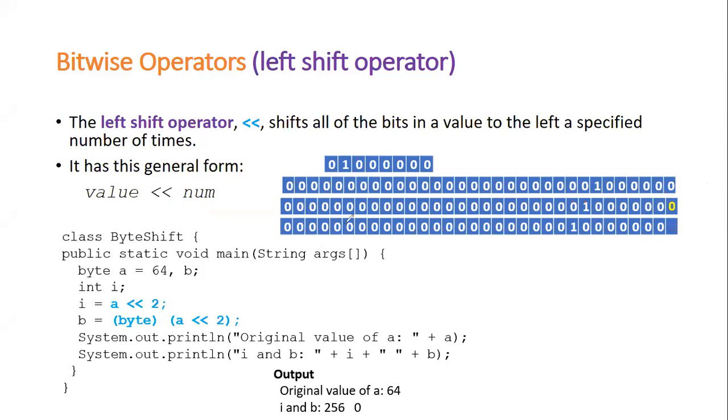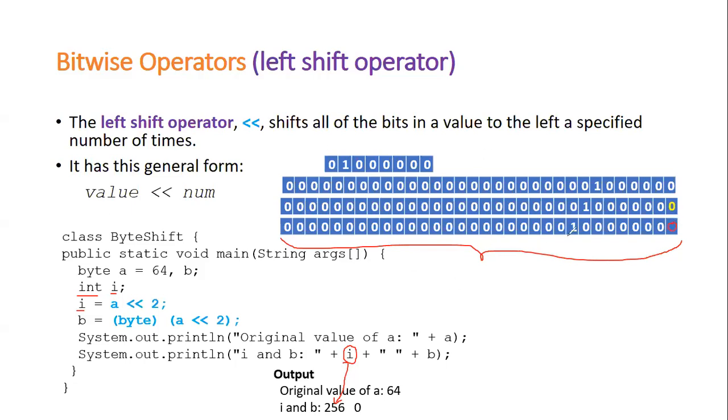Now here, I'm trying to print the value of i. And what is the value of i? It is 256. The result I'm storing in i. What's the type of i? The type of i is int. Since the type of i is int, it is going to occupy 32 bits, right, students?